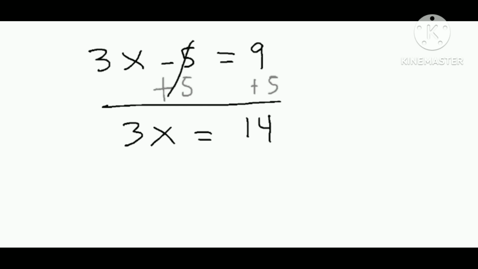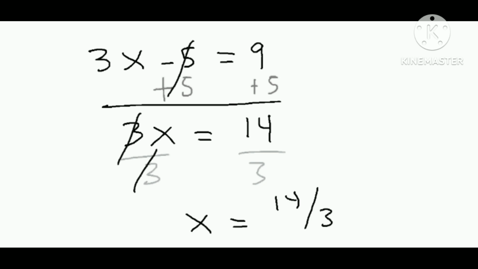Now how can we separate the 3 from the x? Notice that the 3 is multiplied by the x. The opposite of multiplication is division, so we need to divide both sides by 3. And now we have the value of x. x is equal to 14 divided by 3.